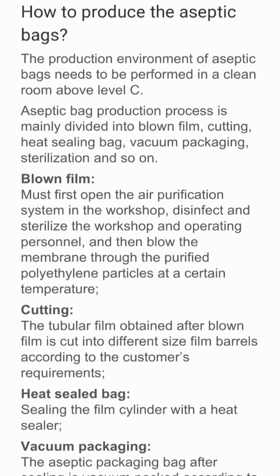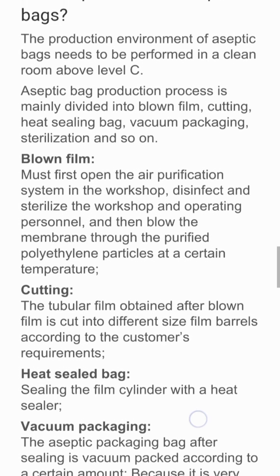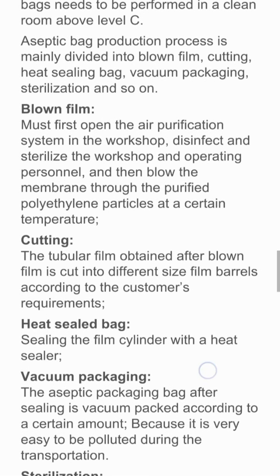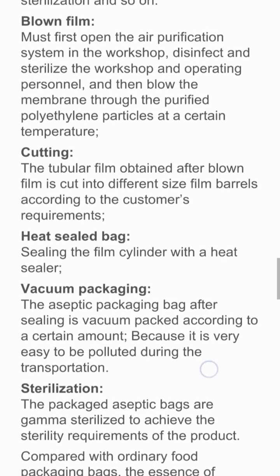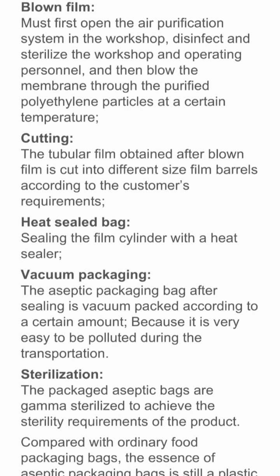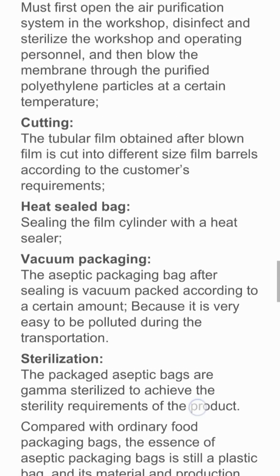The production environment of aseptic bags needs to be performed in a clean room above level C. The aseptic bag production process is mainly divided into blown film, cutting, heat sealing bag, vacuum packaging, sterilization and so on. Blown film: we must first open the air purification system in the workshop, disinfect and sterilize the workshop and operating personnel, and then blow the film through the purified polyethylene particles at a certain temperature.